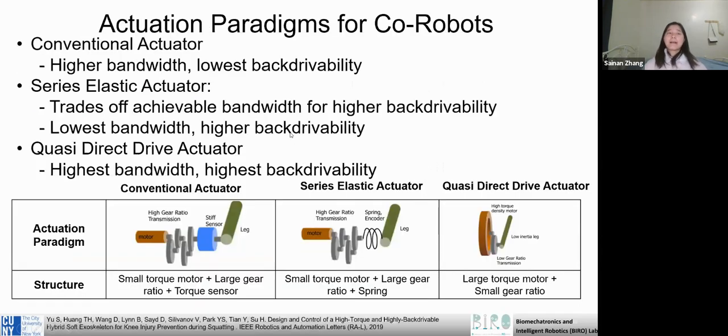So the conclusion about the 3 actuator paradigms. The conventional actuator has higher bandwidth and lower backdrivability. For SEA, because it trades off achievable bandwidth for higher backdrivability, it has lower bandwidth and higher backdrivability. For the Quasi-Direct Drive actuator, it has the highest bandwidth and highest backdrivability.